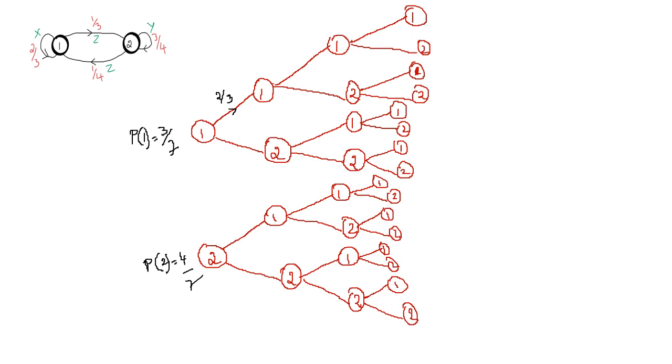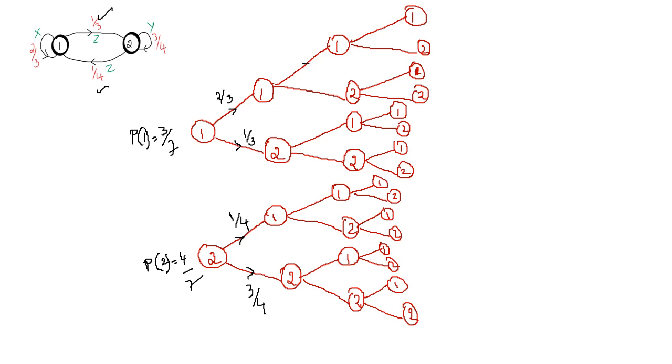Then from 1 to 2, it is 1 by 3 from the state diagram here. Then from 2 to 1, it is 1 by 4 in the state diagram. We'll write it as 1 by 4. Then from 2 to 2 it is 3 by 4. So this will complete your first graph.